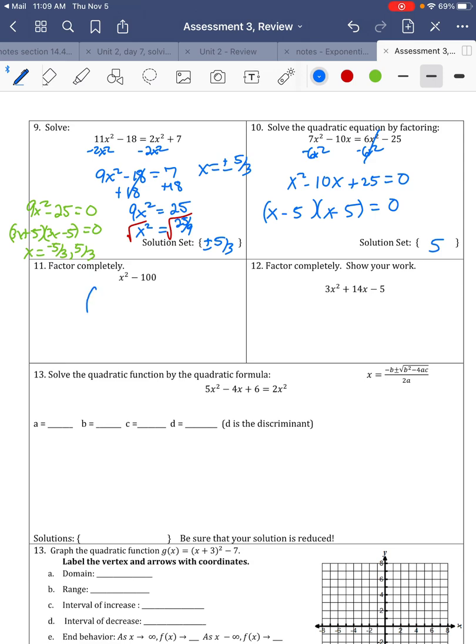All right, number 11, difference of 2 squares. So x and x, one of them is plus 10, one of them is minus 10. Because remember, this part makes negative 10x, this part makes positive 10x. They cancel, and then it still makes negative 100 on the end.